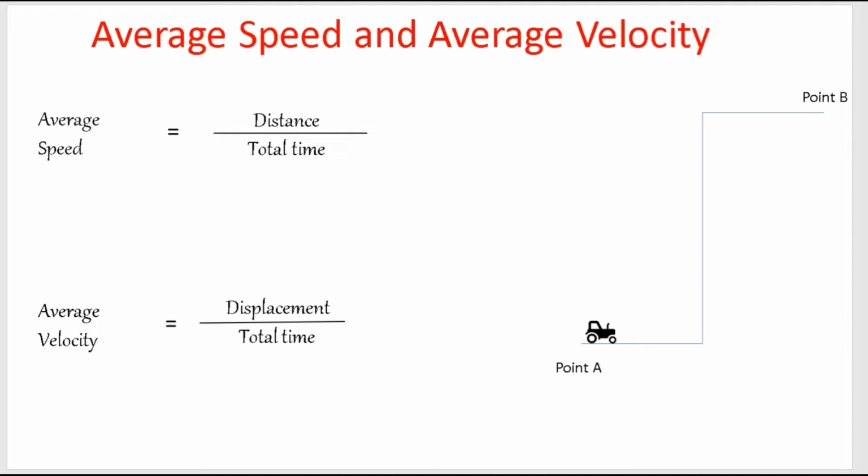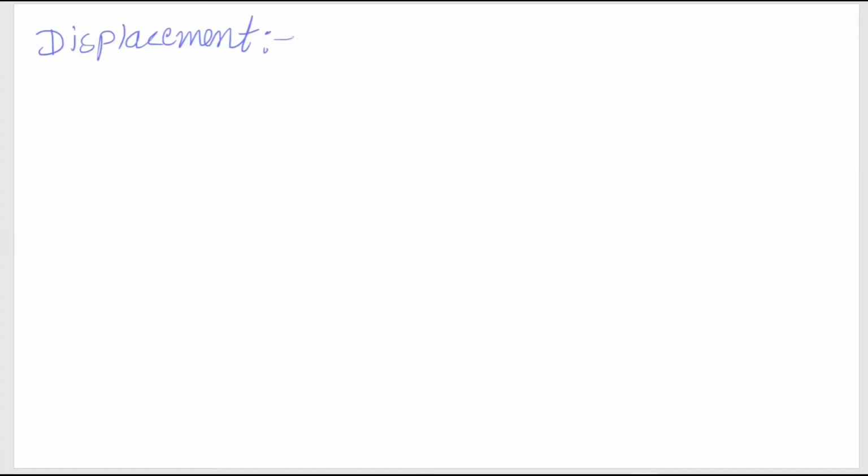Now to understand speed and velocity, we have to understand distance and displacement. Distance is a scalar quantity and displacement is a vector quantity. To understand the difference between displacement and distance: by definition, displacement is the shortest distance between any two points. Now let's see an example.